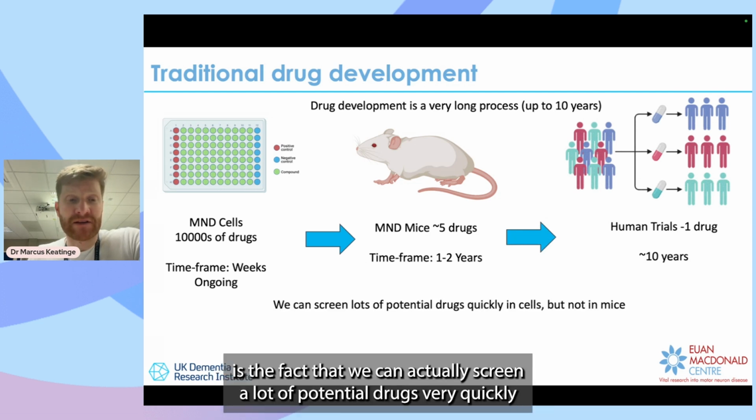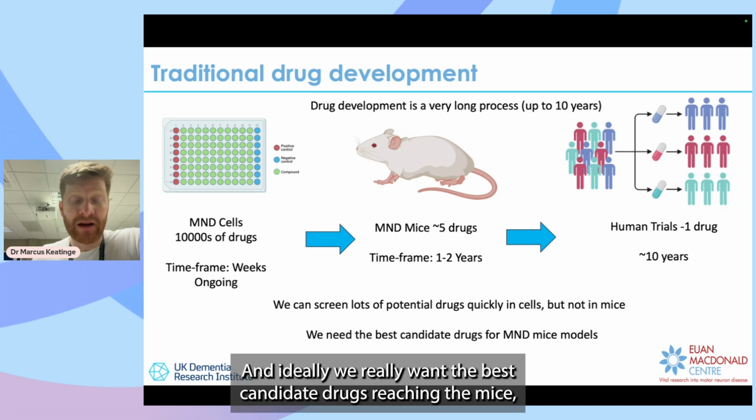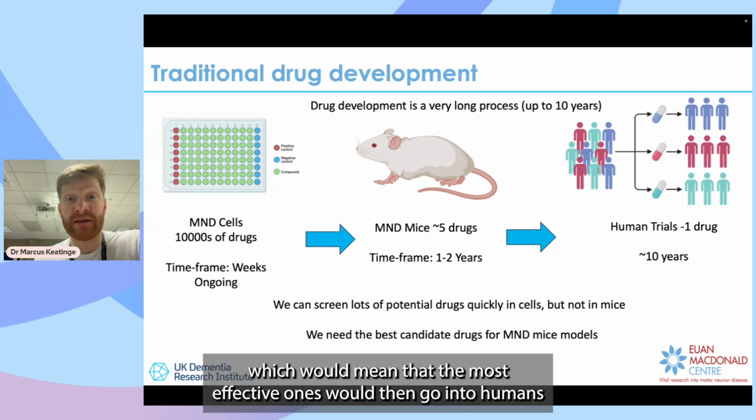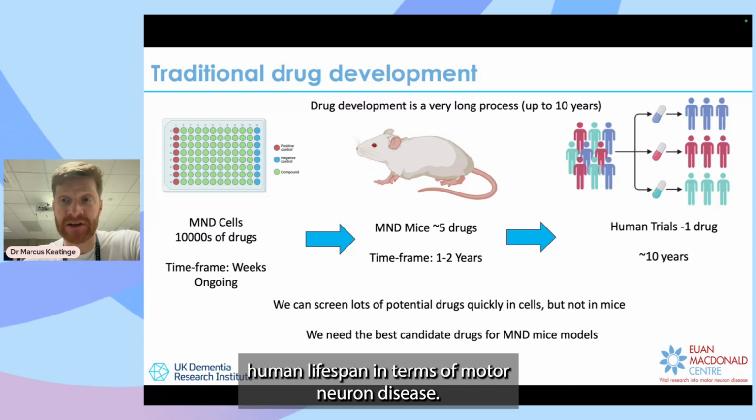So one of the problems here is the fact that we can actually screen a lot of potential drugs very quickly in cells, but the bottleneck begins when we try and test them in mice. And ideally, we really want the best candidate drugs reaching the mice, which would mean that the most effective ones would then go into humans, and the more likely it is that we will find drugs that will extend human lifespan in terms of motor neuron disease.